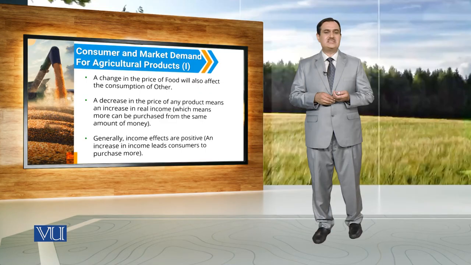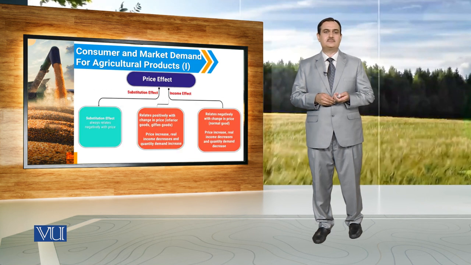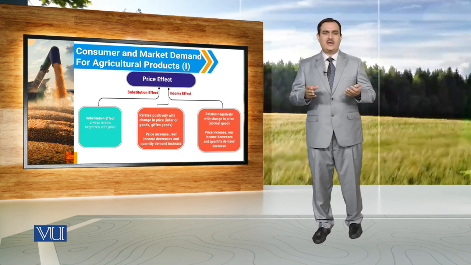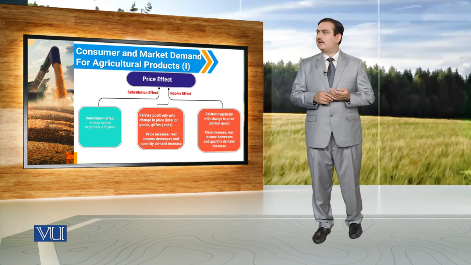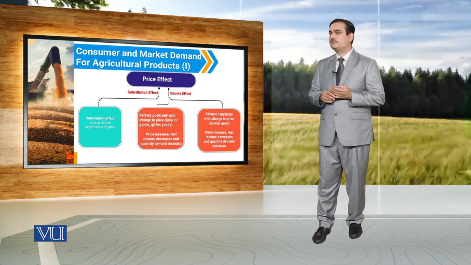Generally, whenever we make discussion, income effects are positive. That is, an increase in income leads to increase in consumption of a commodity. And when this type of phenomenon is observed, then we say commodity under consideration is a normal commodity. So when we say price effect, this price effect in fact has two components. One is substitution effect and other one is income effect.